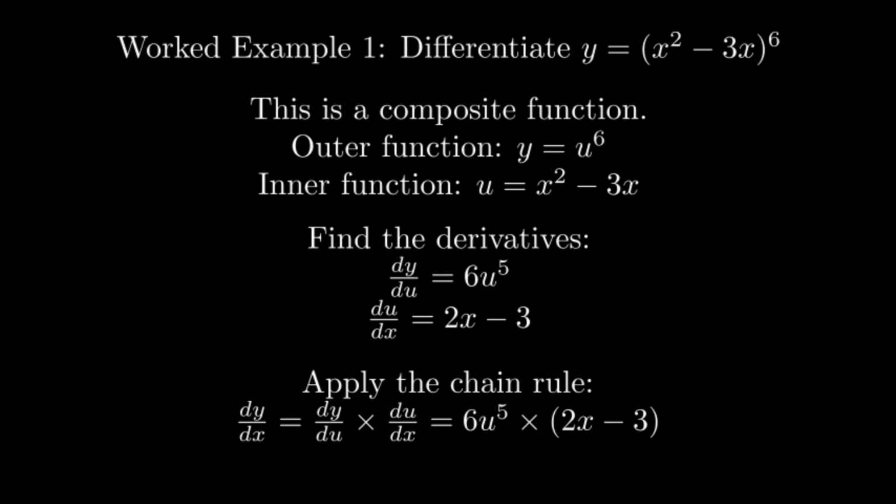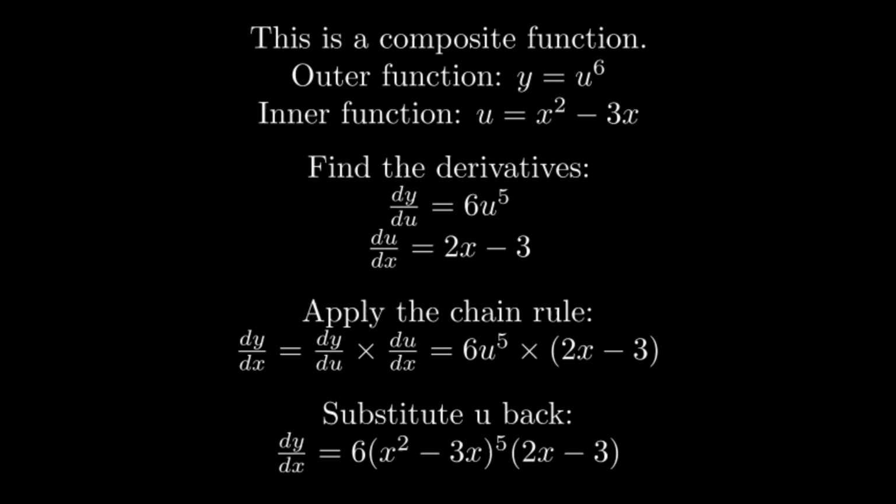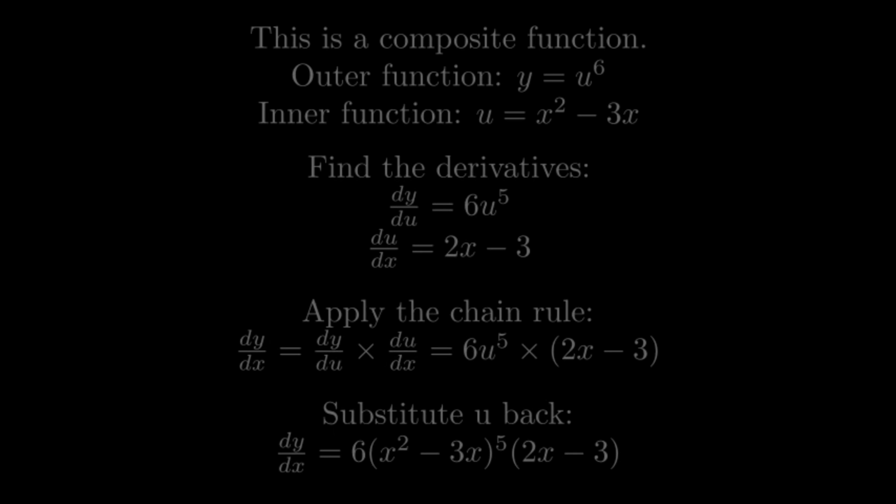The final step is to replace u with its original expression in terms of x, because our final answer should only have x in it. We replace u with x squared minus 3x. The final derivative is 6 times (x squared minus 3x) to the fifth, all times (2x minus 3). Let's try another one, this time with a trigonometric function.